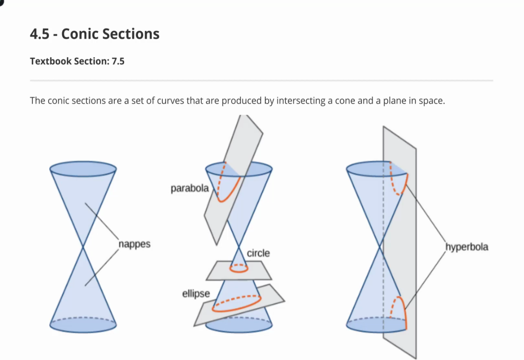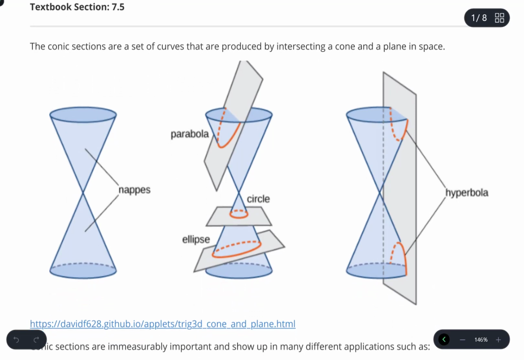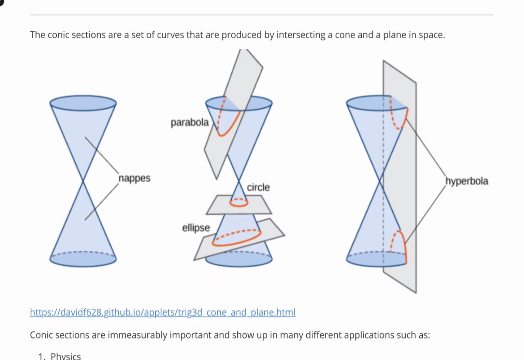So the conic sections are a set of curves that can be produced by intersecting a cone. Well, in fact, two cones on top of one another, intersecting a cone and a plane in space. So this illustration kind of shows you here, but let me show you something that's a little more interactive that we can visualize better.